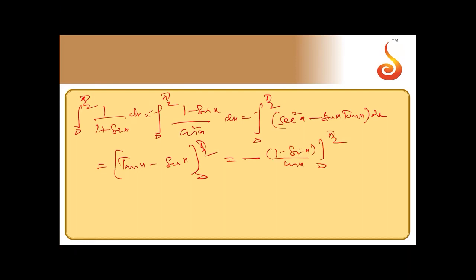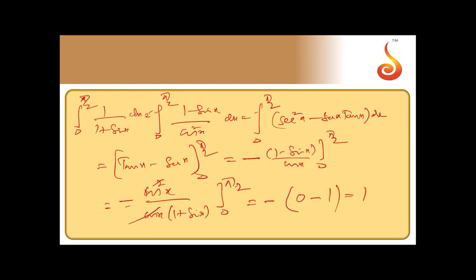Integral from 0 to pi by 2. That is equal to multiplying and dividing by 1 plus sine x, minus of 1 minus sine square x, that is cos square x, divided by cos x into 1 plus sine x. So overall, the integral from 0 to pi by 2. The cos x gets cancelled. When you substitute pi by 2, minus of cos pi by 2 is 0 by 1, 0, minus cos 0 is 1 by 1, that is equal to 1.